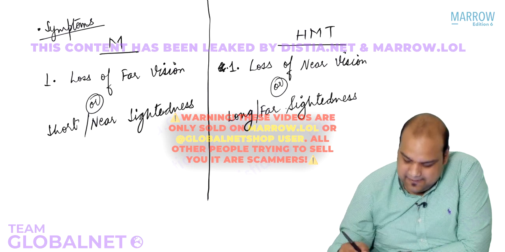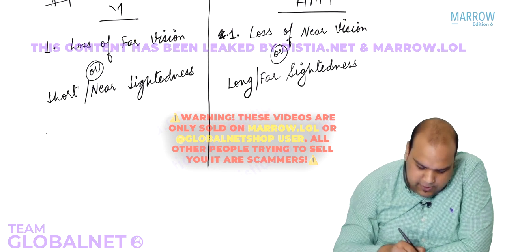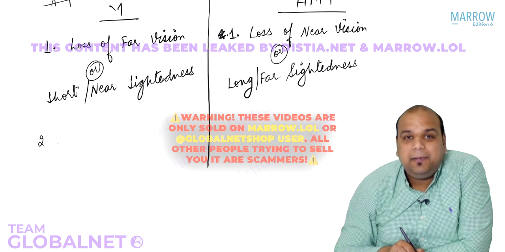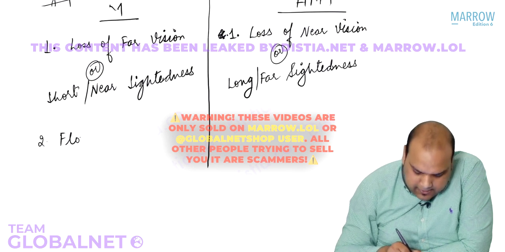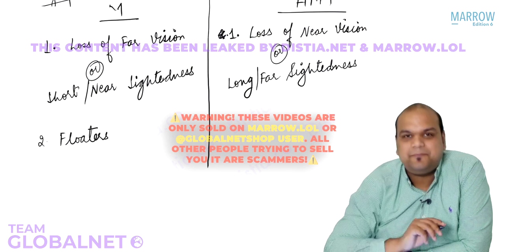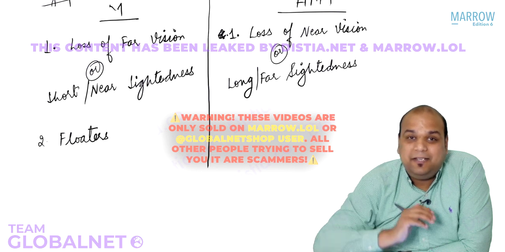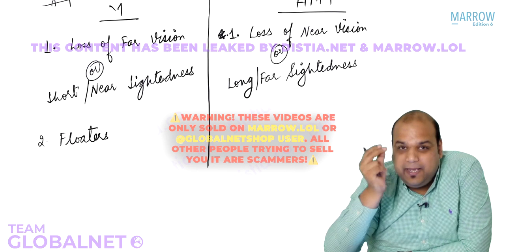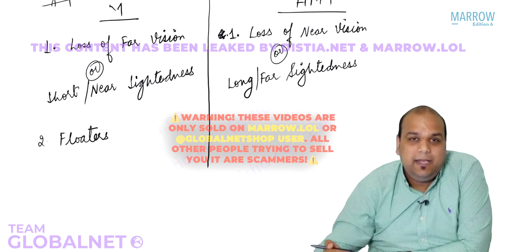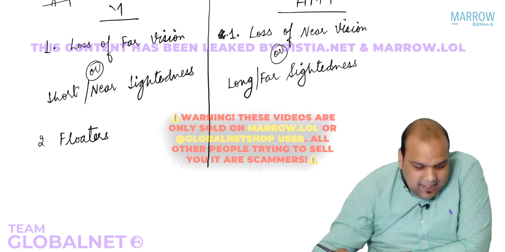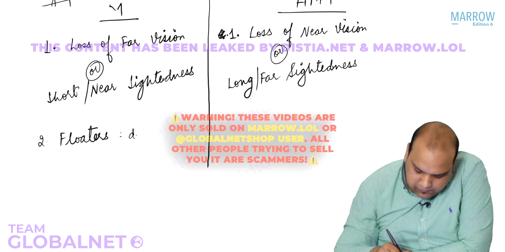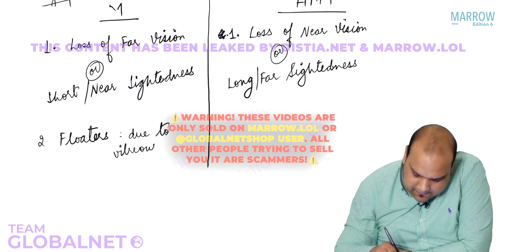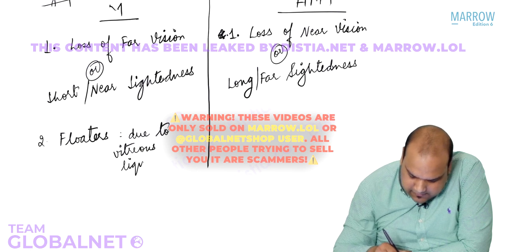Okay, basic things. Now, apart from the loss of far vision in myopia, the patient also complains of floaters. Floaters means the patient will say that I see some black or some transparent flying objects throughout the day in my vision. Floaters. They occur due to vitreous liquefaction.